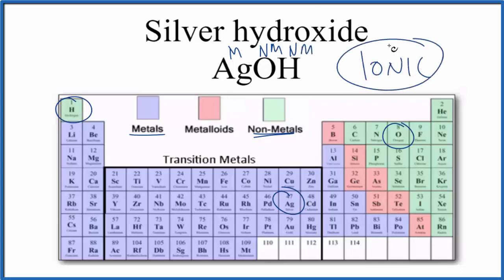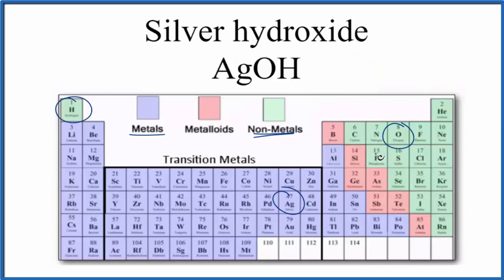Because it's an ionic compound, we really should look at the charge on each of the ions here. So we said silver right here is a metal, and silver is kind of special. It's a transition metal, but it always has a 1 plus ionic charge. We just write plus. OH, that's the hydroxide ion. Good one to remember. The entire ion has a 1 minus ionic charge. So you can see you have the positive silver ion and the negative hydroxide ion. Opposite charges attract. That forms the ionic bond.